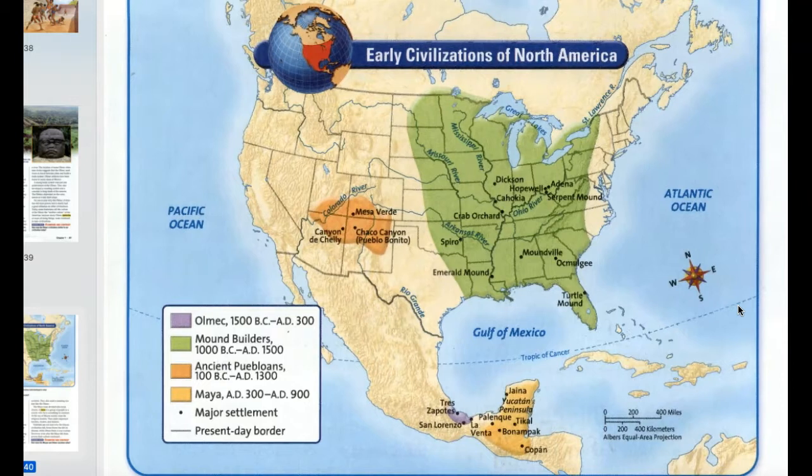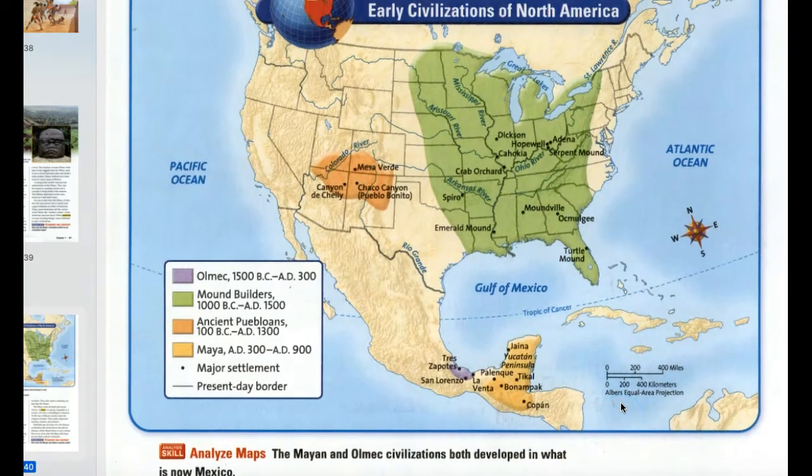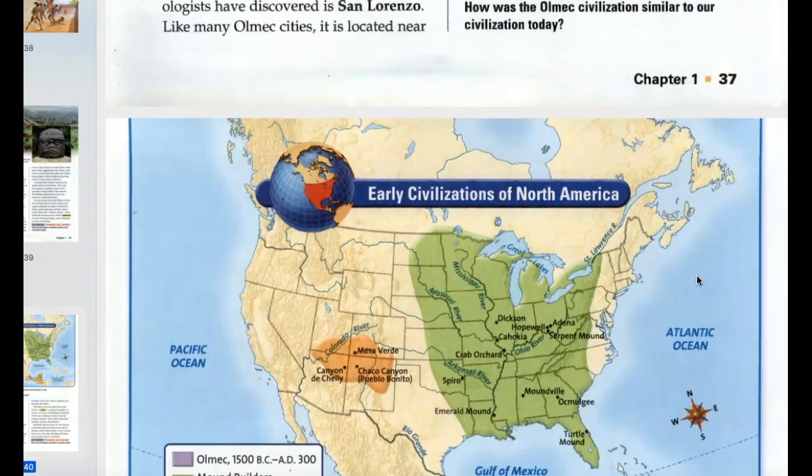Early civilizations of North America. The Olmec, the Mound Builders, the ancient Puebloans, and the Maya. And if you go further down, then you would get the Aztec. But that would be in South America.